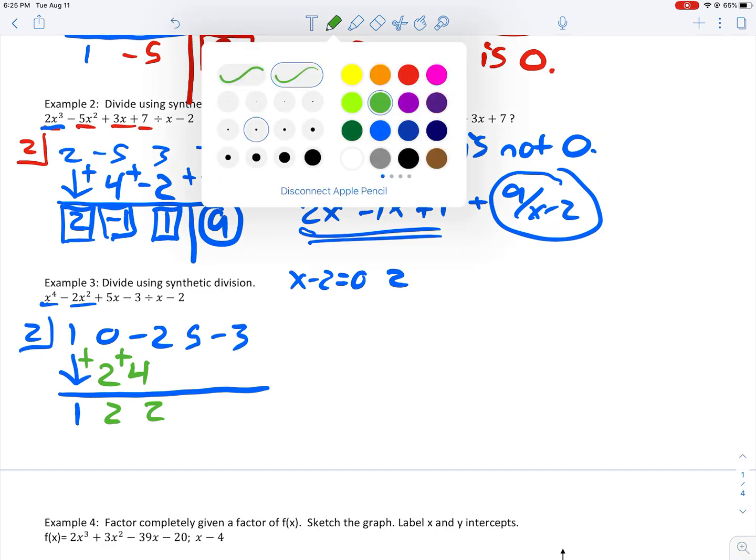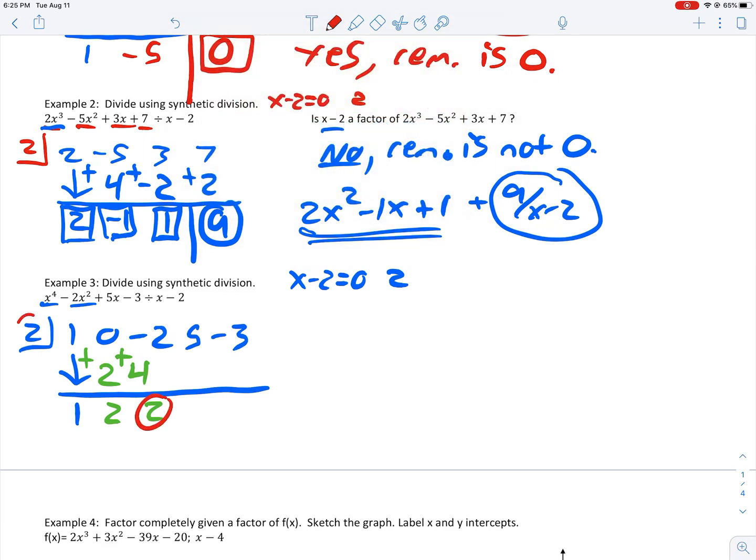Repeat. Right? 2 times 2. That would be 4. Add those together. 9. Right? And I just keep repeating over and over. 9 times 2. Right? 18. Add those together. You get 15. So this is not a factor. It doesn't divide in evenly because you have a remainder of 15.